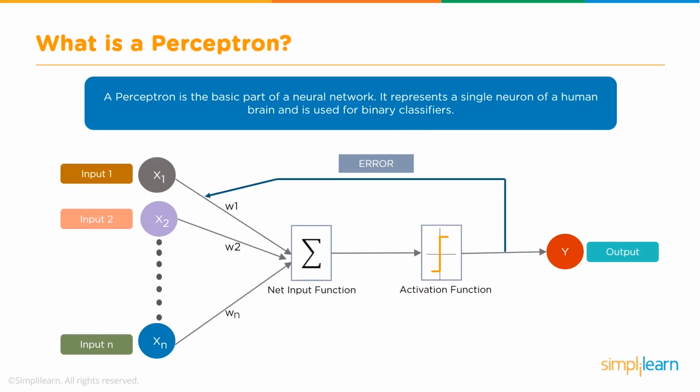So you get the inputs. Each of the inputs is multiplied by a weight, and there is a bias that gets added, and that whole thing is fed to an activation function, and then that results in an output. If the output is correct, it is accepted. If it is wrong, if there is an error, then that error is fed back, and the neuron then adjusts the weights and biases to give a new output, and so on and so forth. So that's what is known as the training process of a neuron or a neural network.